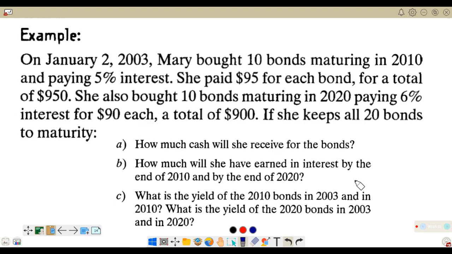So, let's look at this as an example. Ito hindi to lugi na silip ko na to kanina. So, on January 2, 2003, Mary bought 10 bonds maturing in 2010. Hindi lang dito nasabi, but it is exactly 8 years. Tama ba? 2003, 2004, 2005. Oo, 8 years siya. Exactly 8 years, January 2. Magmamature siya in the year 2010.